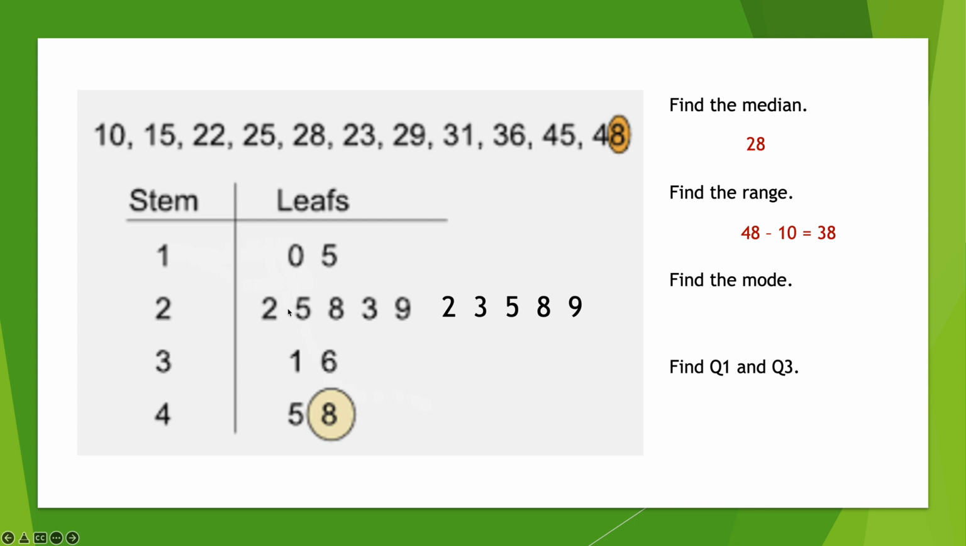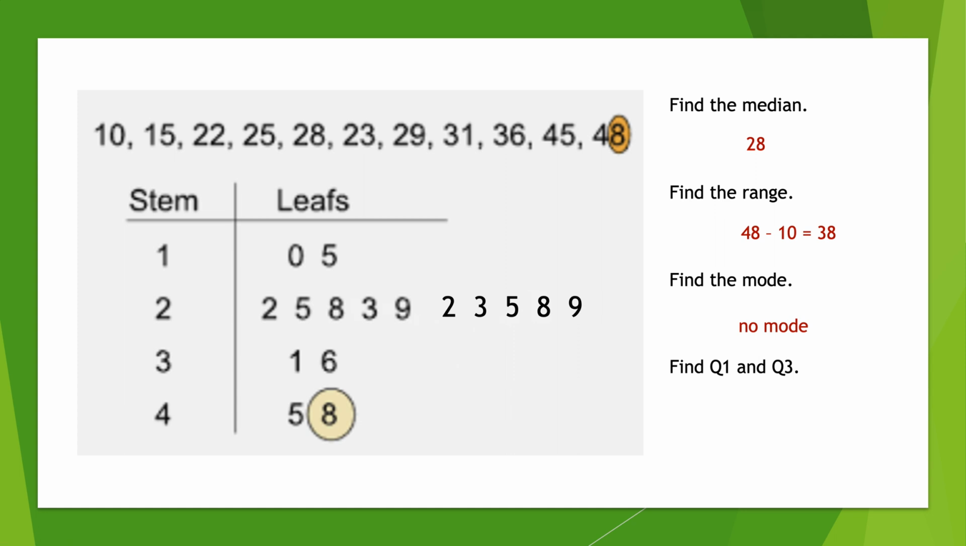And the mode, well, this is an odd one. There is no mode because no number repeats. Now find the first quartile and the third quartile. So we know that 8 represents the sixth score. So there's 5 below: 0, 5, 2, 3, 5, in that order. I'm leaving off the stem part.